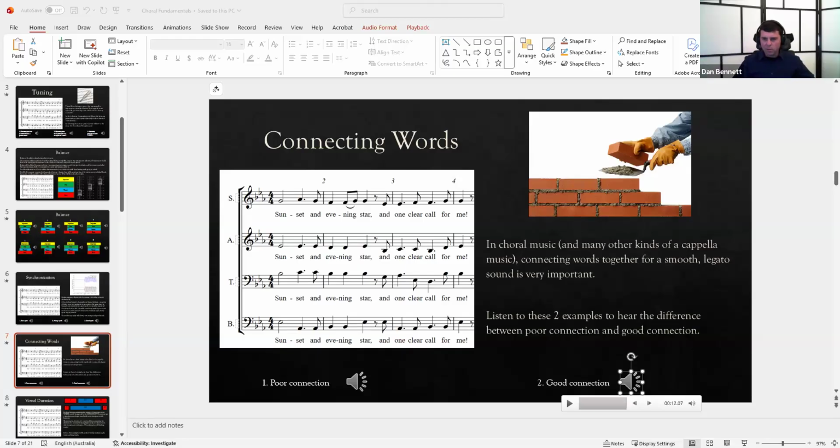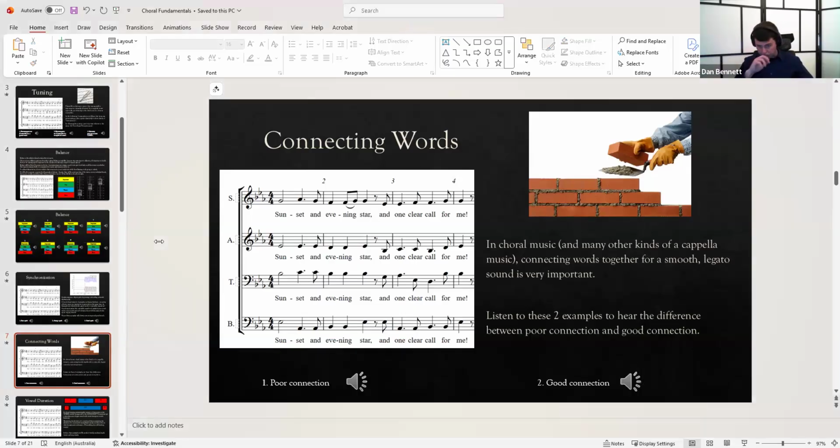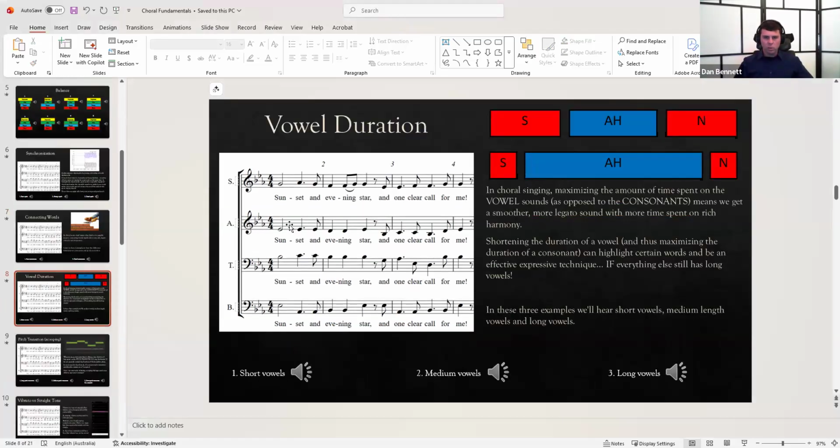So Mitch said staccato might be good for creating tension in the beginning of a song. Indeed, not just at the beginning of a song, but anywhere you want, really. Yeah, exactly. It's an expressive tool on the tool belt. Let's move on. Vowel duration.